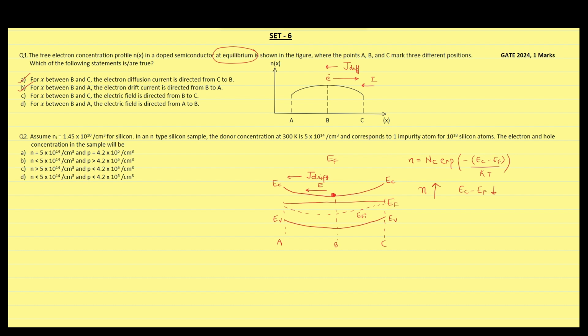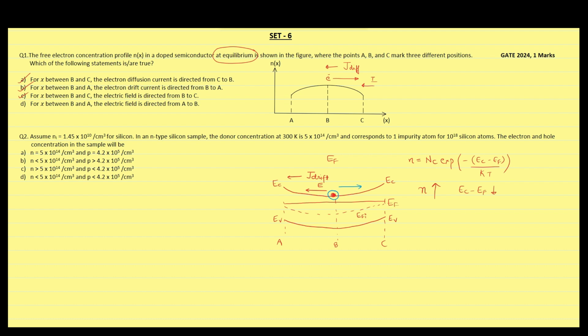The third option says, for X between B and C, the electric field is directed from B to C. We are still standing at the same point, and from B to C, the electric field will be in this direction for the same reason I just described. So, the C option is also correct. For X between B and A, the electric field is directed from A to B. We already found the direction of the electric field, which was from B to A. Therefore, this option is false.